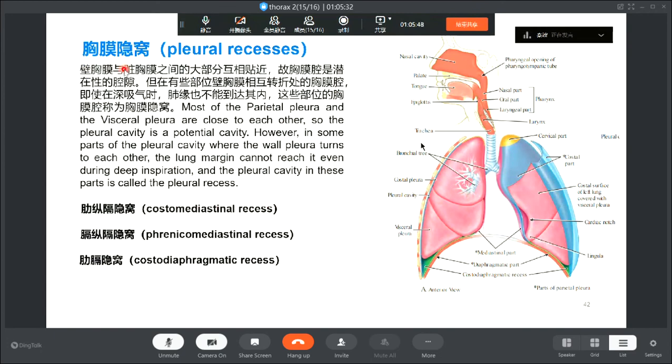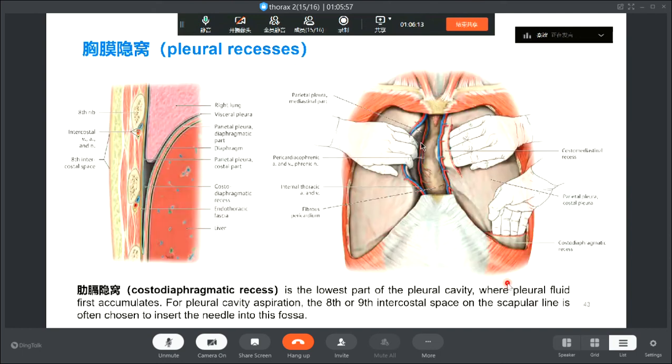So the pleural recesses consist of the costodiaphragmatic recess, the costomediastinal recess, and the phrenicocostal recess. Importantly, you must know this part: the costodiaphragmatic recess. It is the largest part of the pleural cavity.